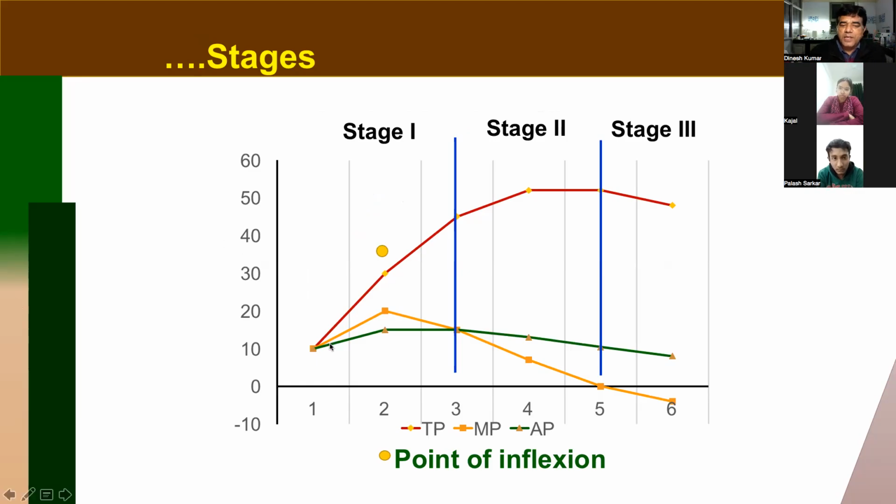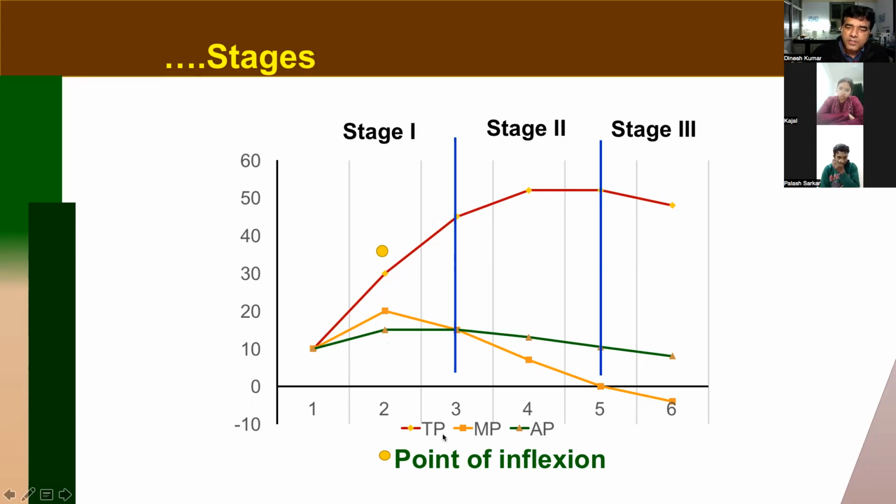Let us start with TP. TP is the red line. On the x-axis you have labor 1 to 6. On the y-axis you have output, and I have taken output from -10 because one value is negative, so we can take a scale going below zero also. Here the red line represents your TP. You can see it is increasing in phase 1, then increasing slowly in phase 2, and then decreasing.